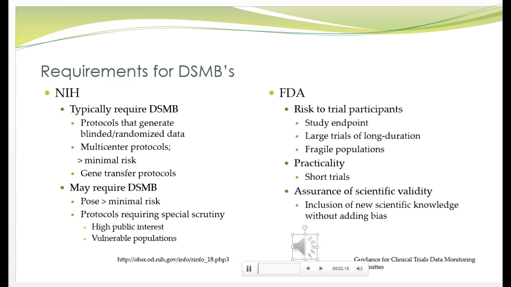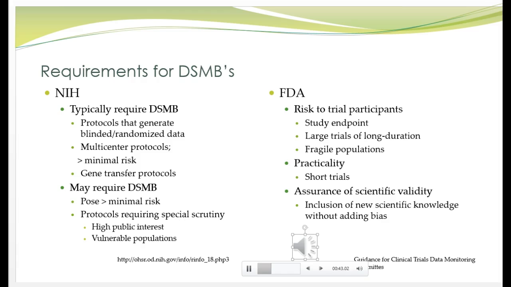This is a nice slide that gives you an idea of when a DSMB is required. So the NIH, when you're doing studies for NIH, they're going to require a DSMB for protocols that generate blinded or randomized data, which is pretty much most of the studies we worked with. For multi-center protocols, those with more than one investigator site. And for gene transfer protocols, and this is really because in the early genetic studies, there were a number of very sad instances where people died in phase 1 trials, so they're very careful about gene transfer. We don't know a lot about it.